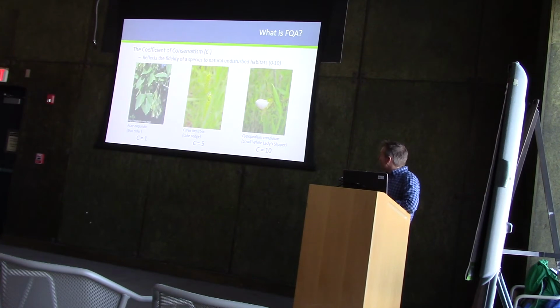And so FQA is basically anything that takes plant data and applies these coefficients of conservatism in some sort of metric. You can calculate all kinds of stuff with this metric. And the beauty with it is that it's been found over and over again to be the most responsive class of metrics to be a good indicator for wetland condition. Study after study shows it to be pretty much the strongest one out there.